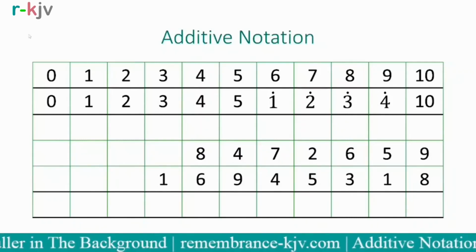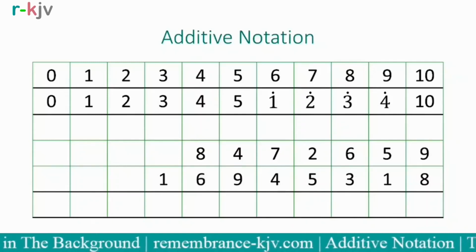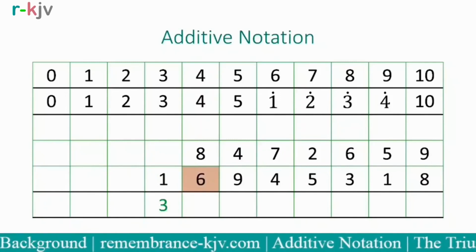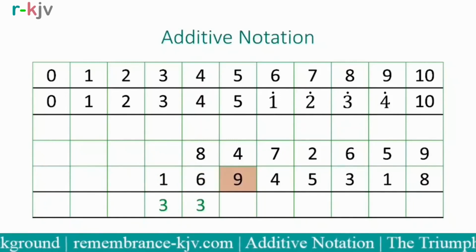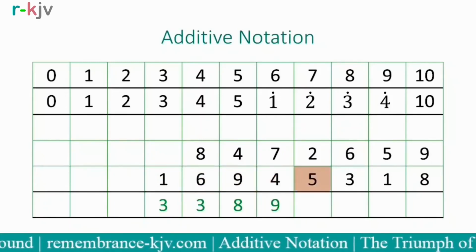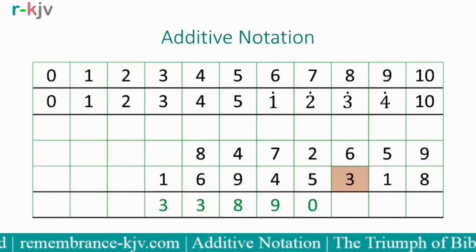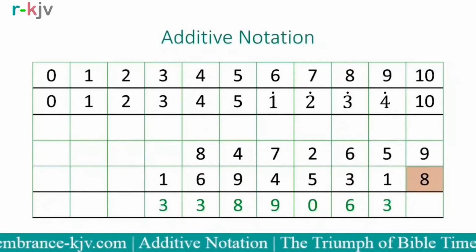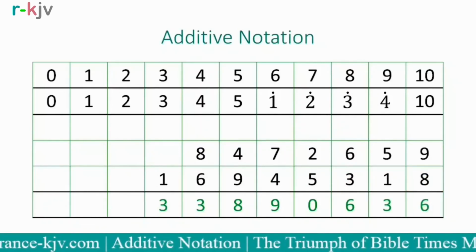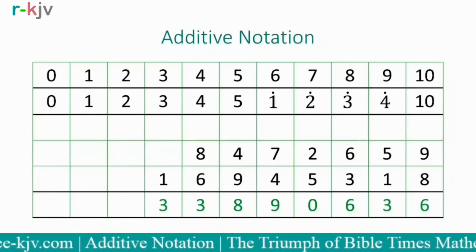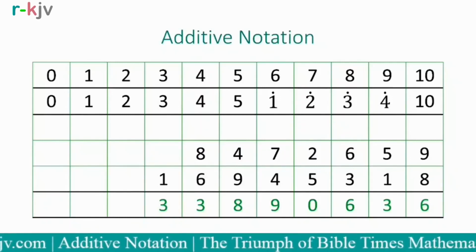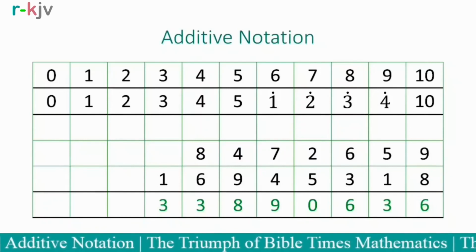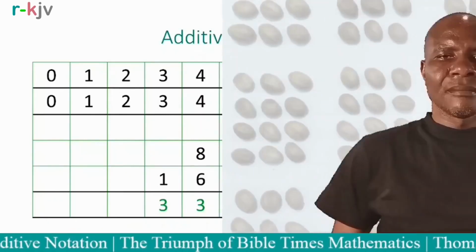Let us again double 1694, 53, 18. It's 3, 3, 8, 9, 0, 6, 3, 6. The doubling of 1694, 53, 18 is 33, 89, 06, 36.